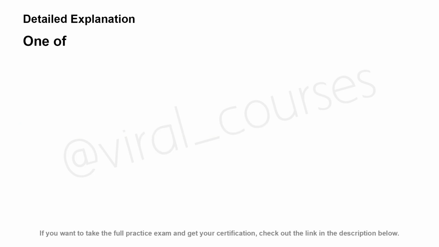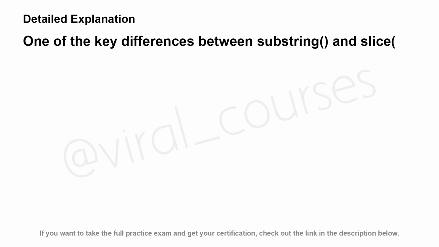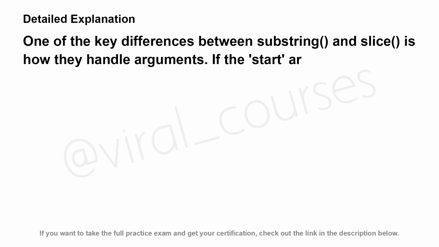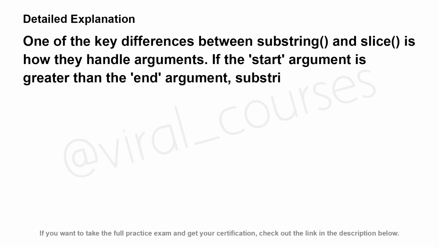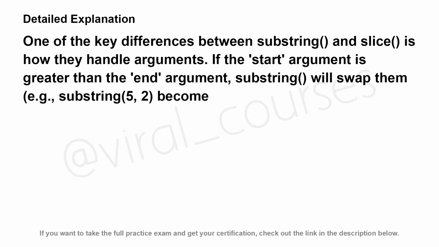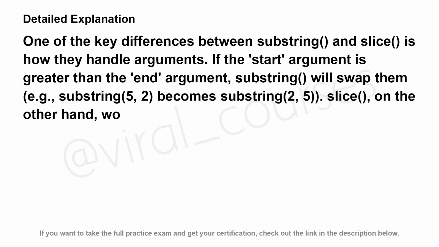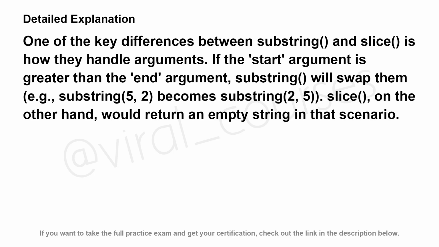One of the key differences between substring and slice is how they handle arguments. If the start argument is greater than the end argument, substring will swap them, e.g., substring(5, 2) becomes substring(2, 5). Slice, on the other hand, would return an empty string in that scenario.